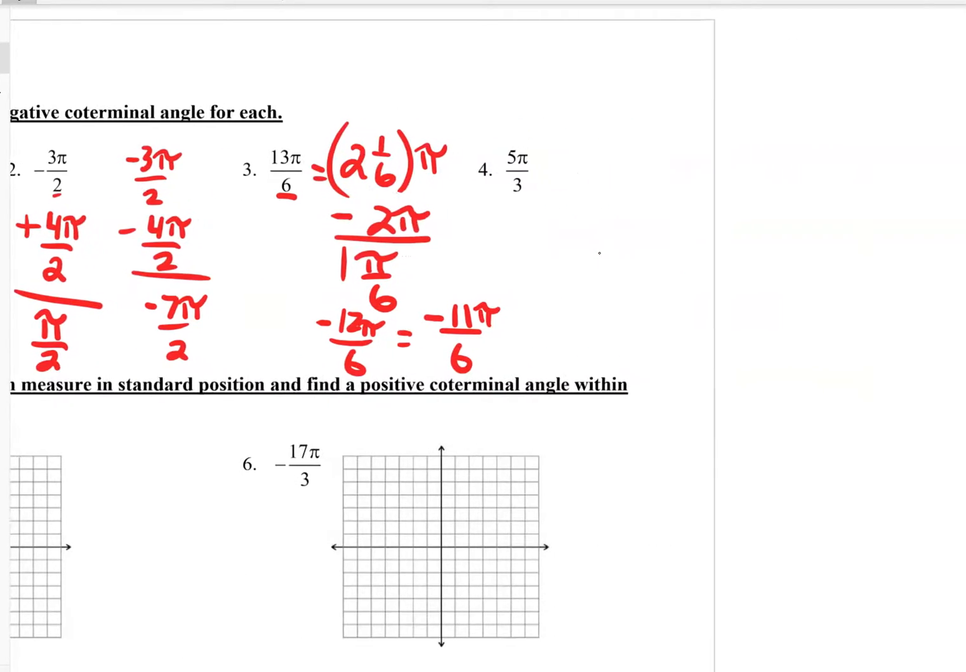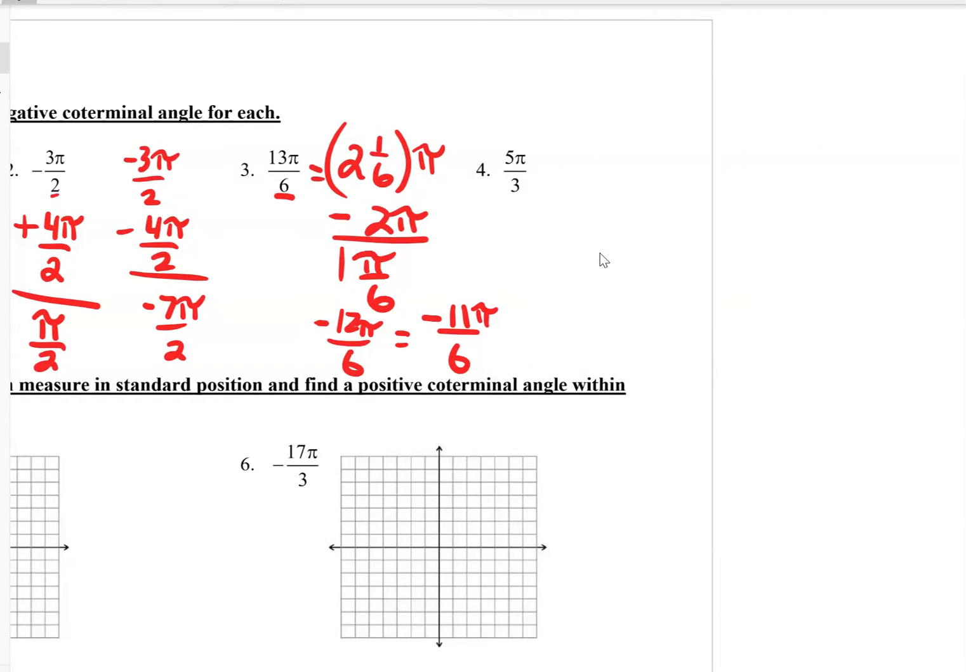5 pi over 3, we will add 2 pi, which we will write as 6 pi over 3. So that is 11 pi over 3. And we will subtract 6 pi over 3.